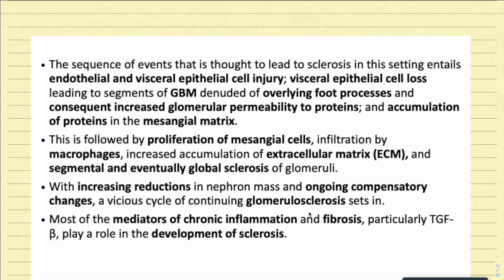Now, in any of these causes, what is the sequence of events that leads to sclerosis in the setting of loss of renal tissue? You have to understand that whenever there is a loss of renal tissue, there is excessive endothelial and visceral epithelial cell injury. Visceral epithelial loss will lead to segments of basement membrane which have no foot processes. The foot process is lost. Consequently there will be increased glomerular permeability to the plasma proteins, and such proteins will finally accumulate in the mesangial matrix.